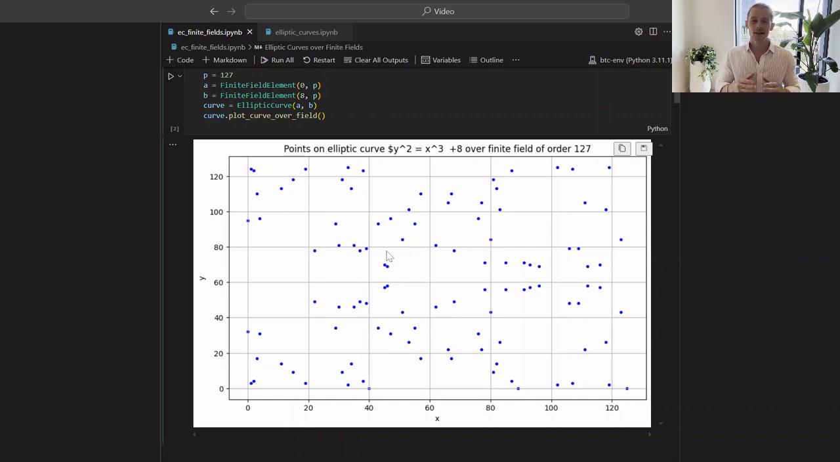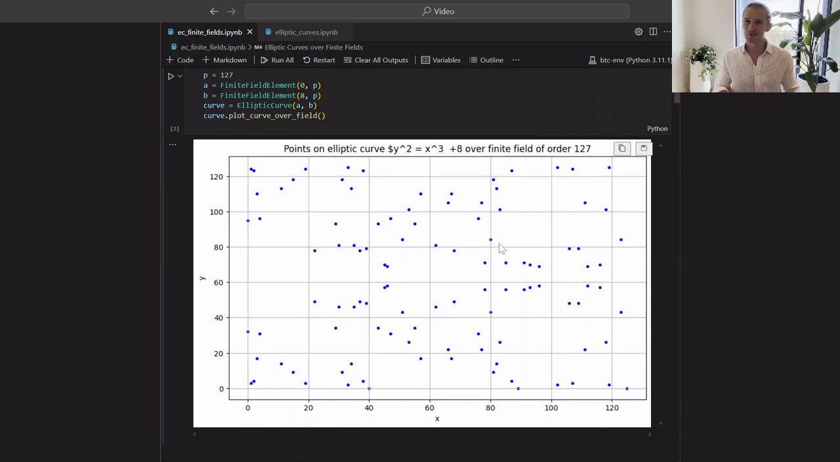Meaning that only certain points that have really clean integer coordinate values for x and y, and that fall within the range of allowed values, will actually be valid points that satisfy the curve equation over finite field elements. That is why we don't get a continuous graph anymore, but this is still the representation of an elliptic curve just over finite field elements.